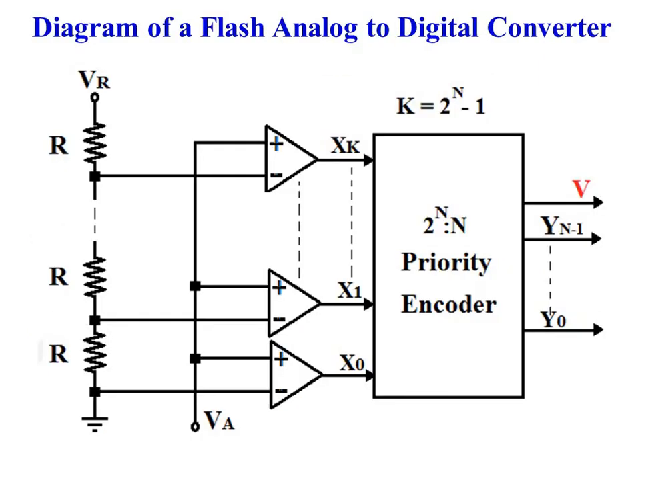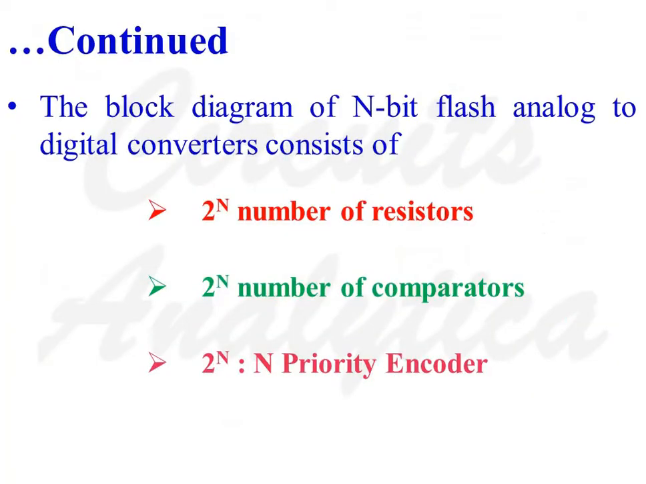This is the block diagram of a flash analog to digital converter. The block diagram of an n-bit flash analog to digital converter consists of 2 raised to n number of resistors in the voltage divider network, 2 raised to n number of comparators, and a 2 raised to n to n priority encoder.